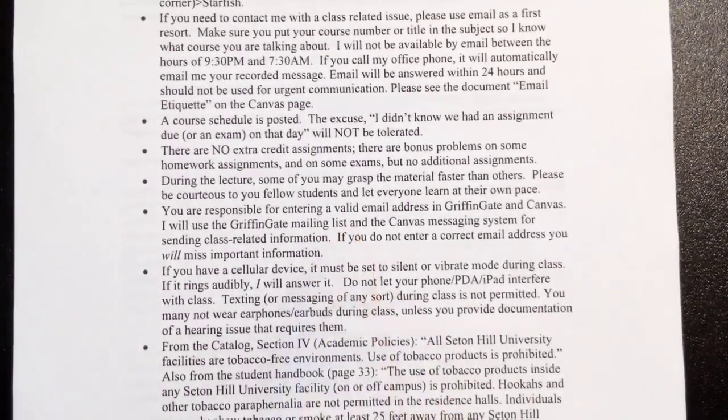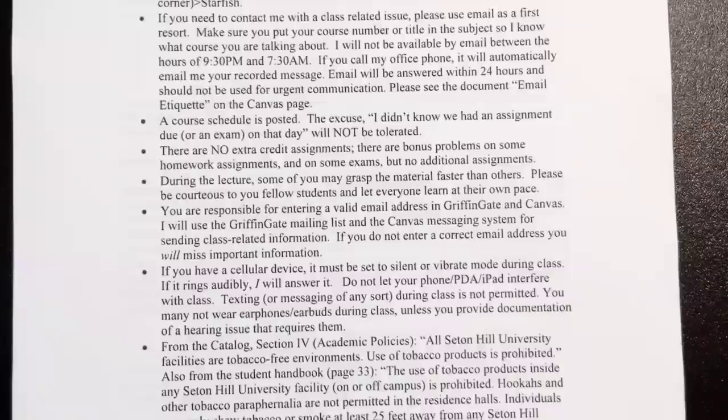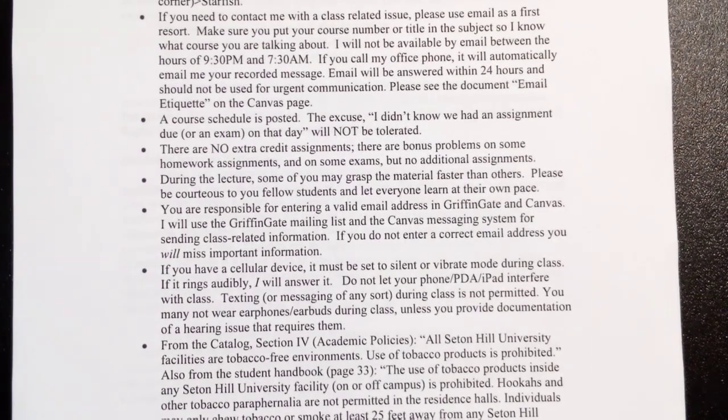Make sure you put your valid email address in Canvas and Griffin Gate. By default, it's your Seton Hill email. If you set that up to forward somewhere else, that's fine. If I get an email from you, I will respond to it. But if I go to compose something to send to you, it'll go to your Seton Hill account. If I send something through Canvas, it'll go to your Seton Hill account by default. If you have that forwarded and respond through that, that's fine. That way I don't have to remember who's countrybutterfly25 at yahoo.com.